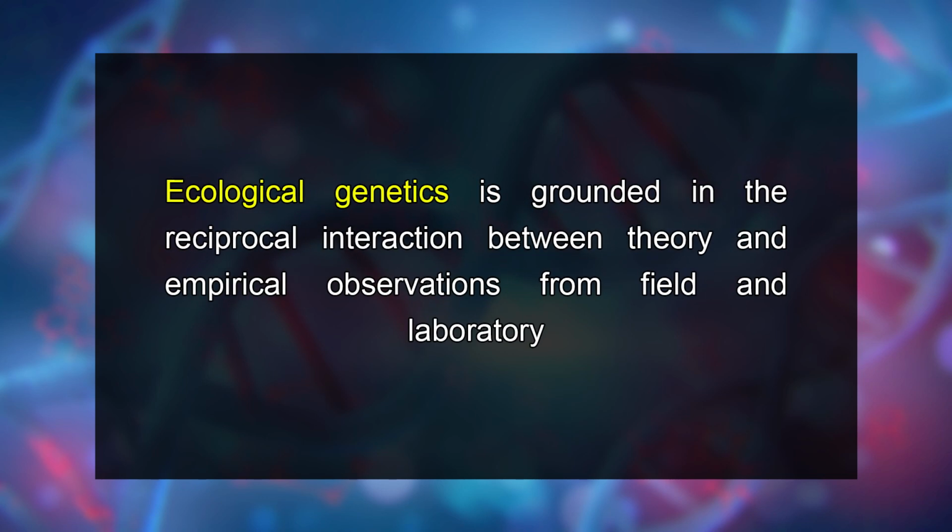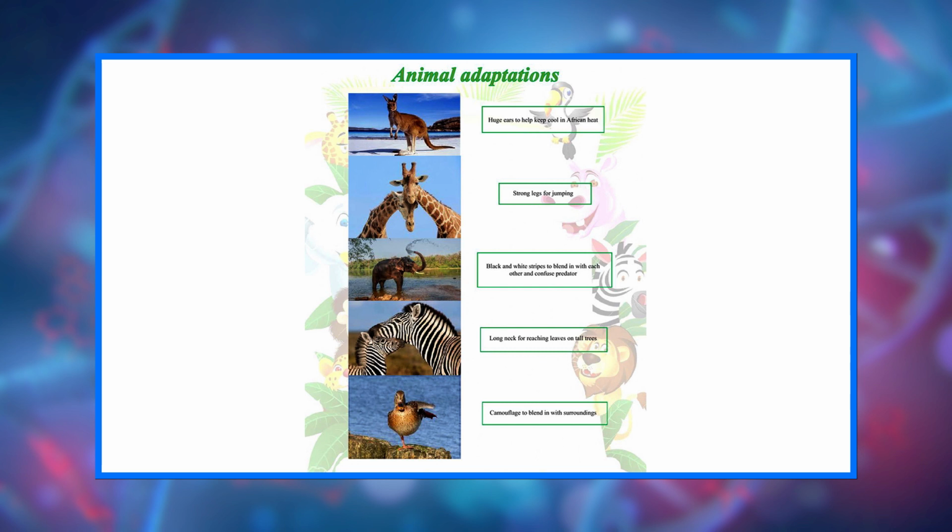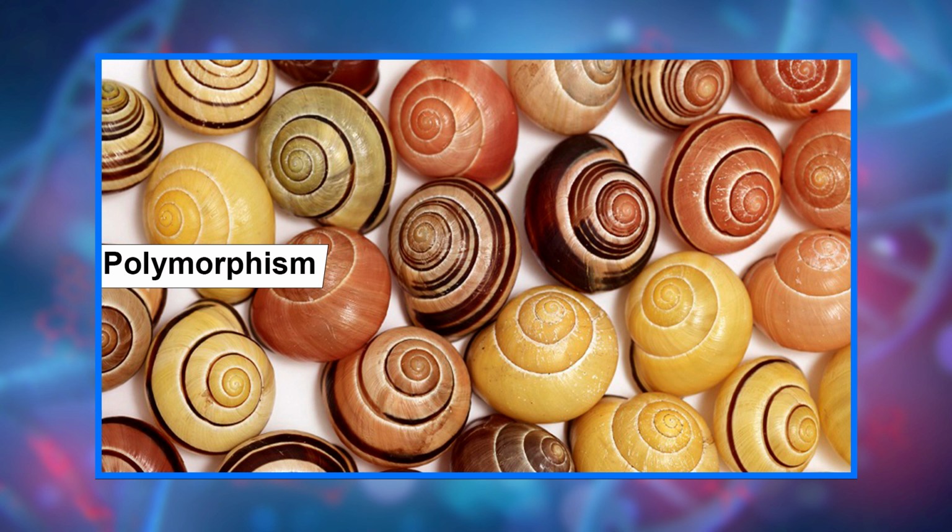Ecological genetics is grounded in the reciprocal interaction between theory and empirical observations from field and laboratory. Most studies in ecological genetics begin with one or the other of the two most prominent patterns of nature: adaptation, the fit between an organism and its environment, and the maintenance of two or more phenotypic or genetic forms within a single population by natural selection.